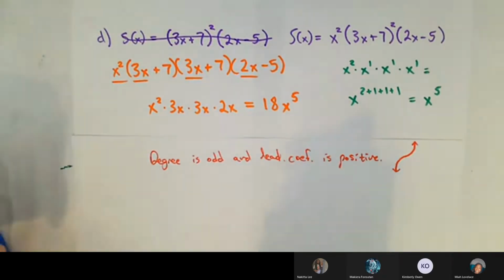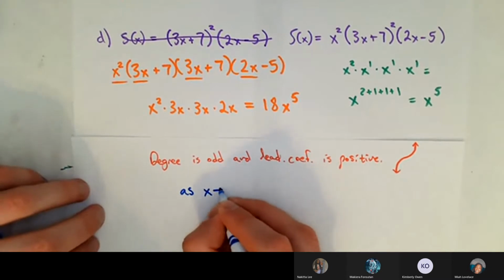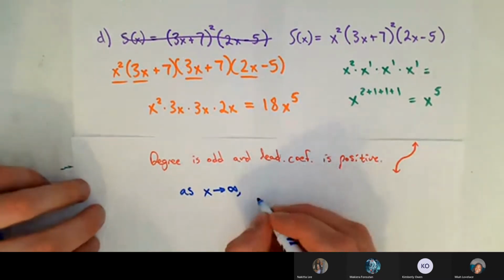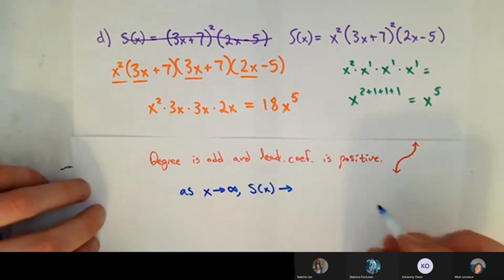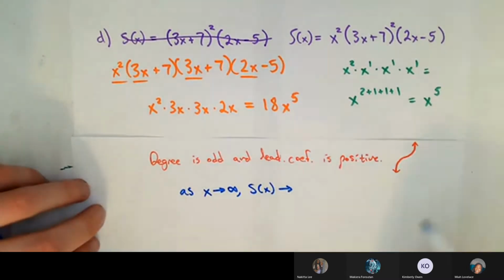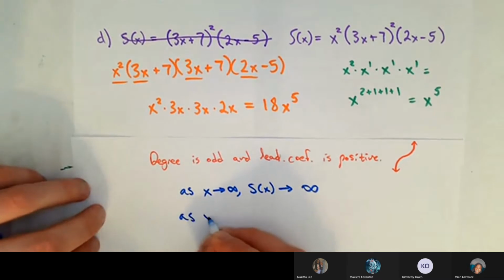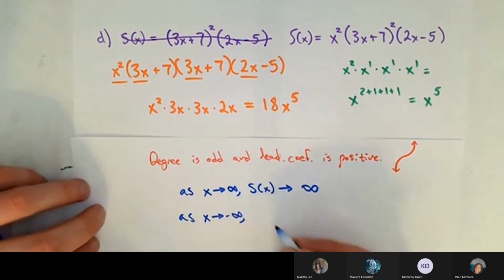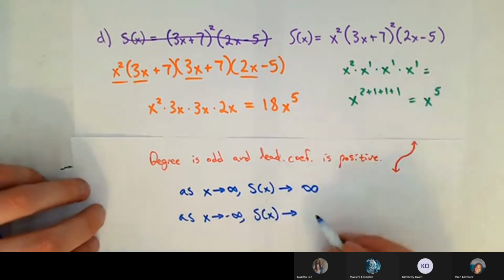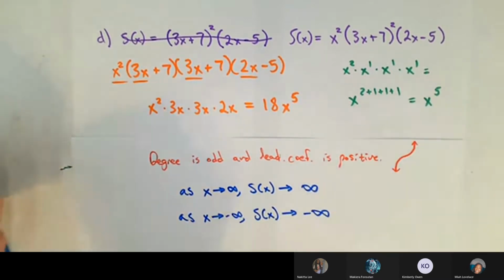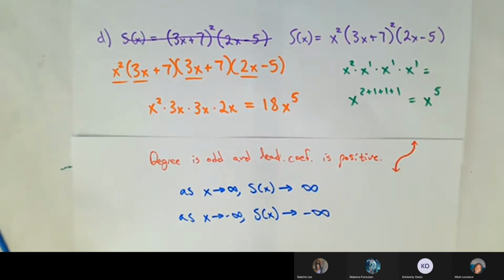So when I go to write down my end behavior, as x tends to infinity, S of x is tending to, so on the right side, x tends to infinity on the right side, S of x is pointing up. As x tends to negative infinity, S of x is pointing, so on the left side, S of x is pointing down. Okay.